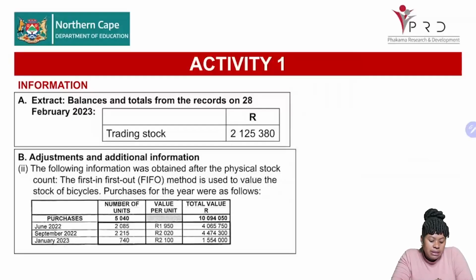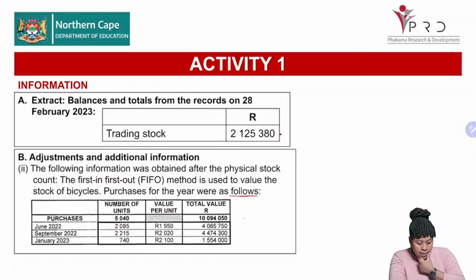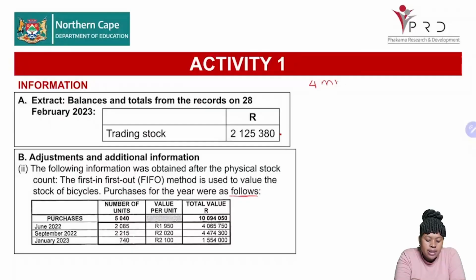Now, our next adjustment says the following. They've given us our trading stock amount, and then they said that the following information was obtained after the physical stock count. The first-in, first-out method is used to value the stock of the bicycle. Purchases for the year were as follows. So this is the purchases for the year, and we now need to calculate the stock on hand. I'll give you 4 minutes to quickly attempt this question. See you in 4.